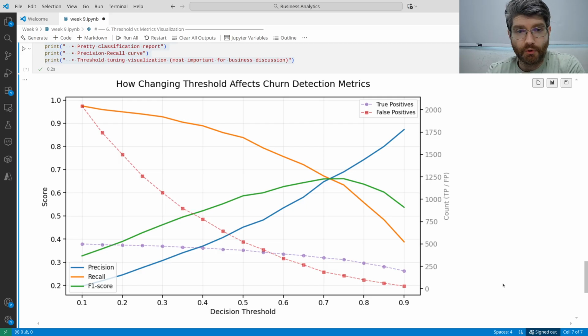So the bottom line is never stop at model.fit. Always look at the confusion matrix for the minority class. Pick a probability threshold that makes sense for your specific marketing budget. That is the difference between a data scientist and a business analyst.